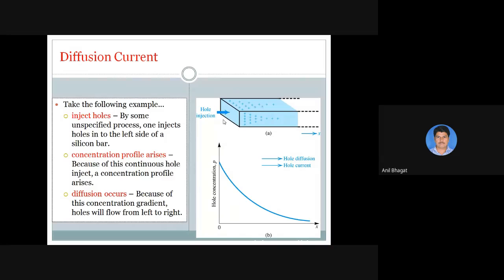This graph shows the hole concentration P in the X direction. As we know, at this point on the left side there is a very large value of P. But now we assume that we cover the distance. Suppose we cover the distance to this last end, at that time the availability of hole concentration is very negligible, because we reached the destination.